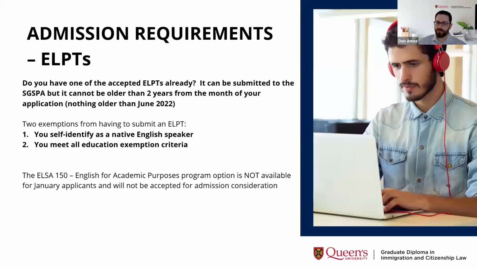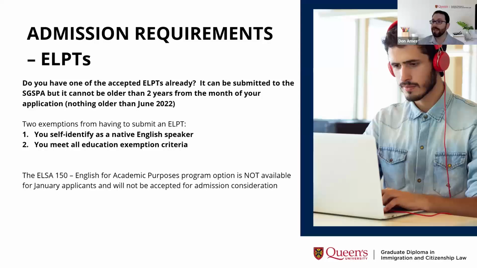Let's talk about exemptions. There are 2 different exemptions that allow people who need to provide an ELPT score to not have to provide one. The way that we look at all applications is that everybody needs to provide an ELPT score unless they meet an exemption. And the 2 exemptions we offer for January applications is 1, that you self-identify as a native English speaker, or 2, that you meet our education exemption criteria. Usually we talk about the ESLA 150 English for Academic Purposes pathway.